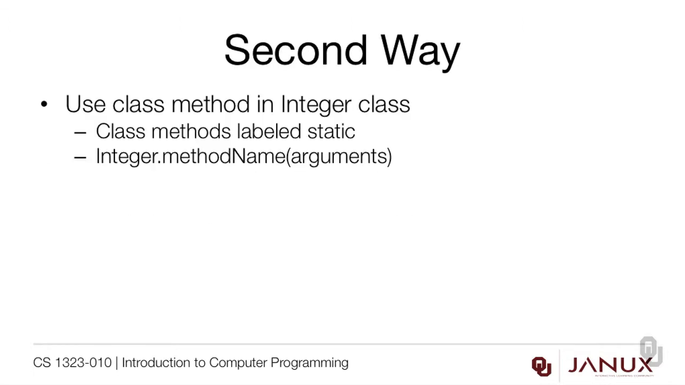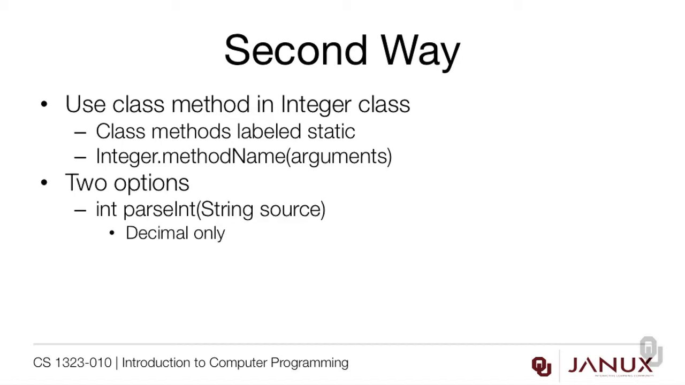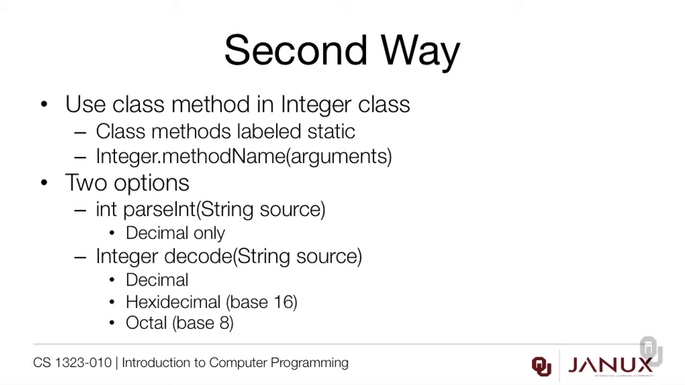Here's the second way. Let's use a class method in the Integer class. Now, like I said before, the class methods are labeled static. And when they're called, Integer, that's the name of the class, and then a period, and a method name. The arguments, if there are any, go in the parentheses. Now, there are 2 options that immediately spring to mind. One is int parseInt with a parameter String source, and that converts decimal only. That's actually fine for our purposes because we're only using decimals at this point.